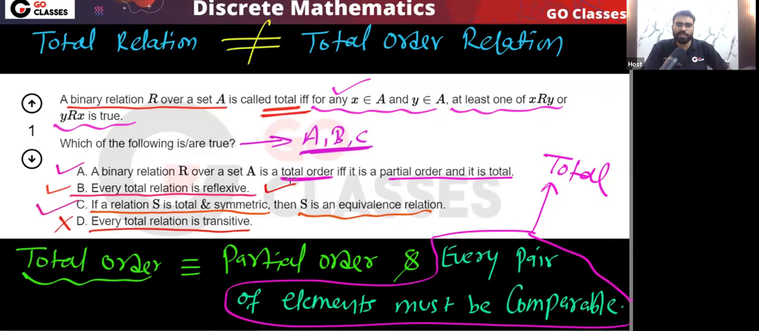Is this question clear to everyone? Please tell me. A student is asking a very nice doubt in option A. Vedant, your doubt is in option A. You are asking total order if and only if partial order and total. Let me answer your doubt. Option A is saying that total order, if and only if, partial order and total.